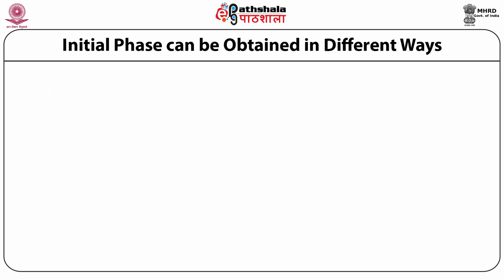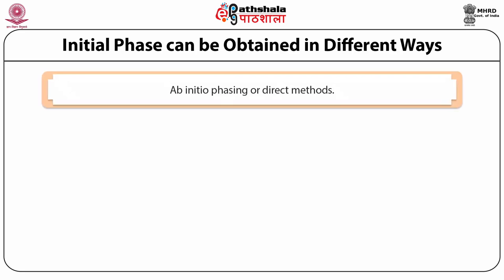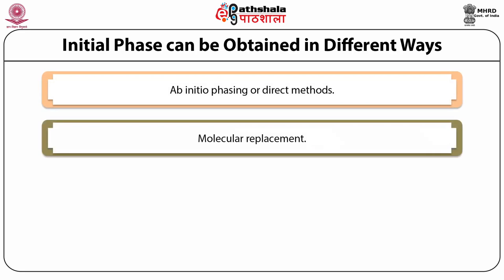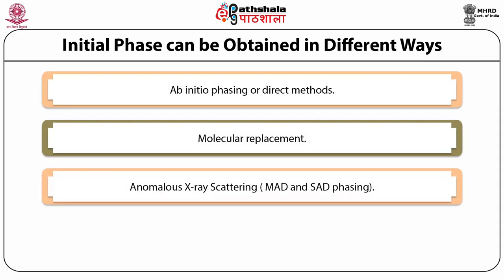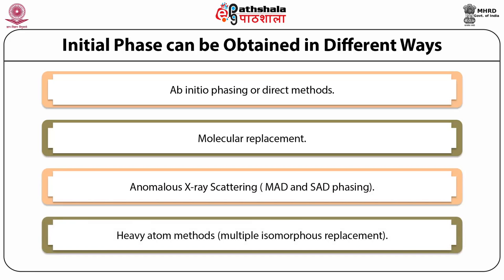The initial phasing can be done in different ways. Number one is ab initio phasing or direct methods. Number two is molecular replacement. Number three, anomalous X-ray scattering, which is also known as MAD or SAD phasing. The fourth is heavy atom methods, that is multiple isomorphous replacement.